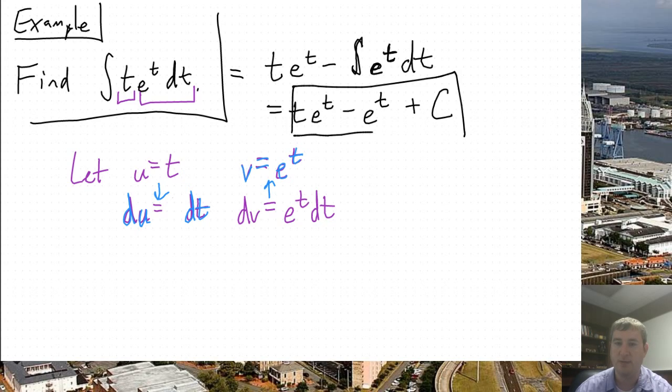And you can check my work for me if you'd like. If you take the derivative of t e to the t minus e to the t, you will end up with just plain old t e to the t, what we started with over here on the left. So there's my final answer for this problem. Let's do another example.